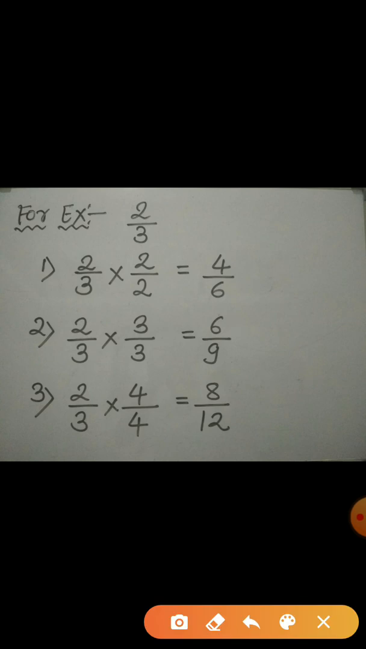In second example, I have multiplied both numerator and denominator of the given fraction by the number 3 and got the fraction 6 by 9. Later I have multiplied both numerator and denominator by the same number 4 and got the fraction 8 upon 12. Here 4 by 6, 6 by 9 and 8 by 12, these all are the equivalent fractions of a given fraction 2 by 3.